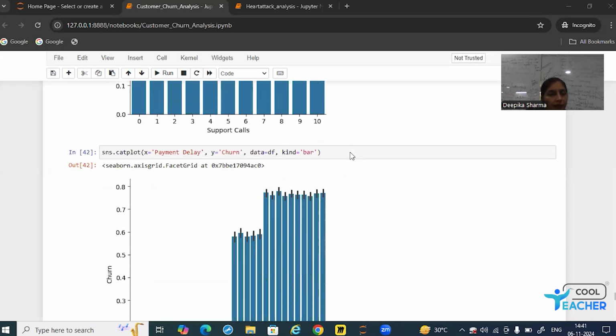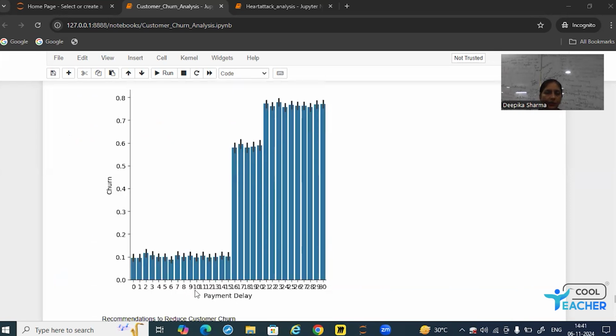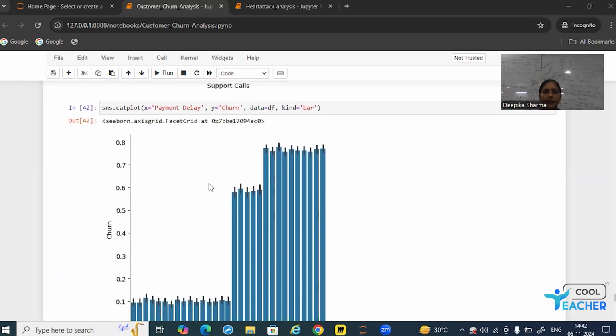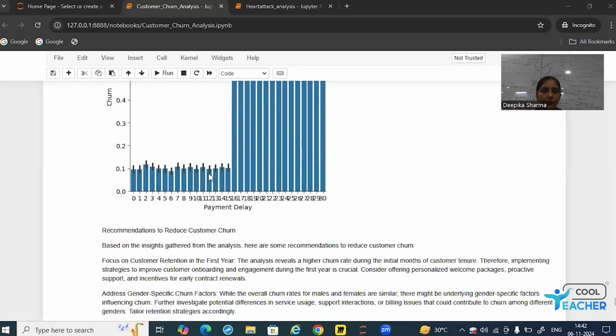If I want to see payment delay also, as per the churn, what is the significance of the payment delay with the churn? So here also you can see, as soon as the payment delays are moving ahead, the churn rates are higher. It means if the customers are not giving the payment automatically, they leave the subscription. That is basically the understanding we can get from this case here.